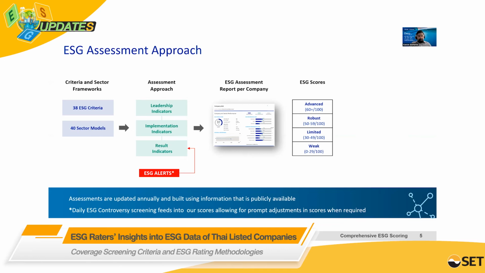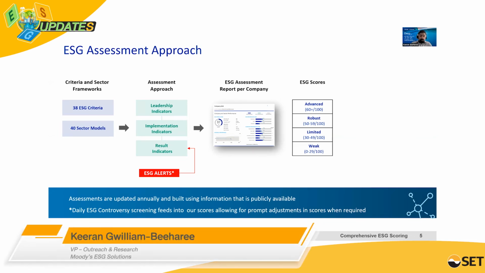Now, whilst our assessments take place within a set time period, through our ESG alerts service, we make continuous calibrations to our scores in the event of a major controversy or other event that might take place outside of that assessment period. And finally, all of the scores that we express, whether that's at the overall level or on the ESG factor level, are expressed on a scale of 0 to 100.